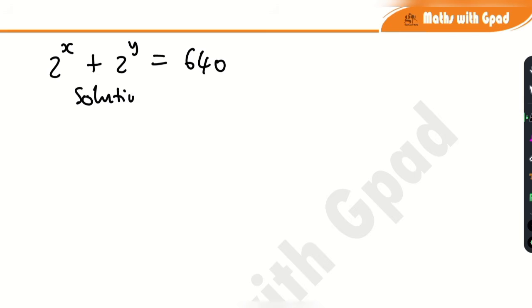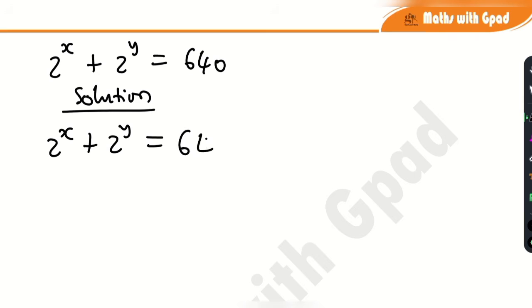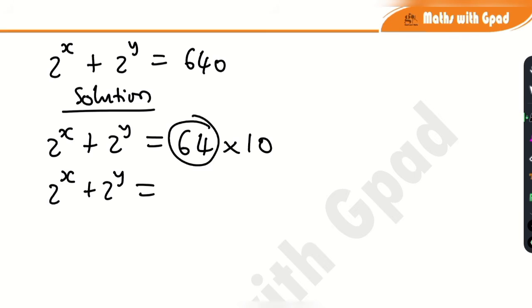I'm going to write 2 raised to power x plus 2 raised to power y is equal to, we can express 640 as what? 64 times 10. Now I can express 64 as a power of 2. So let's do that. I'm going to have 2 raised to power x plus 2 raised to power y is equal to, again 64 will be what? 2 raised to the power of 6.